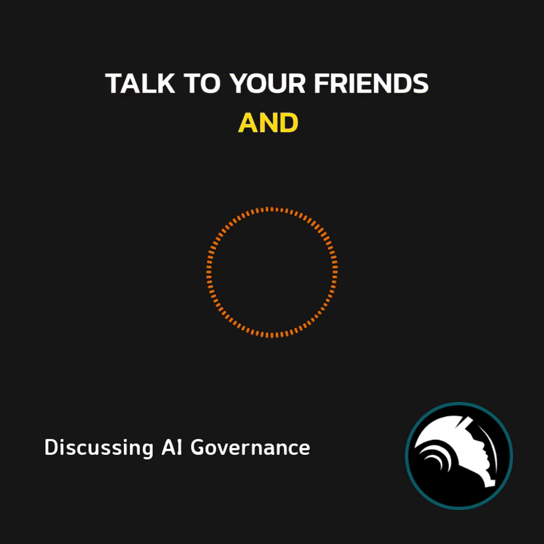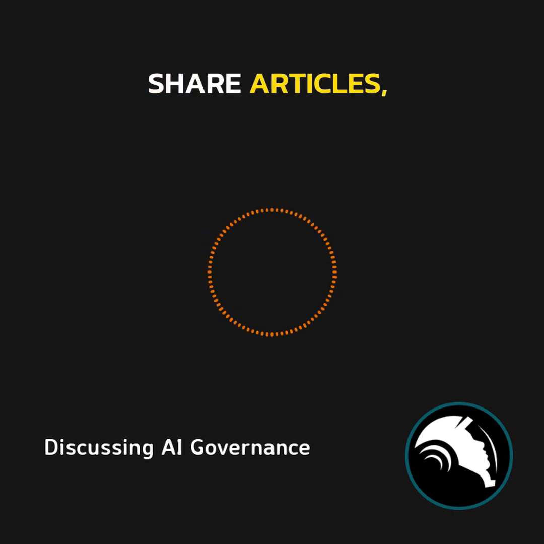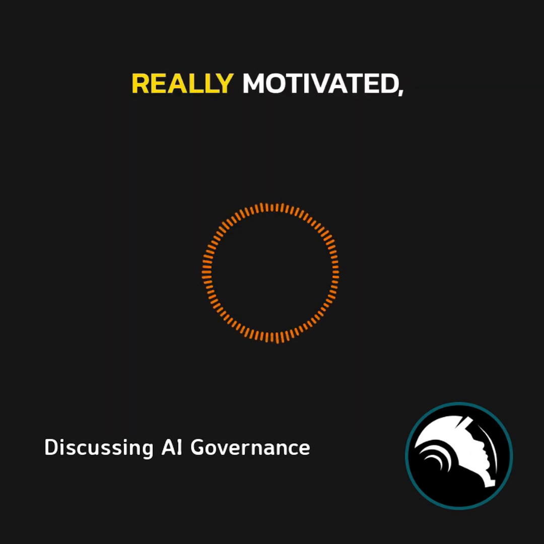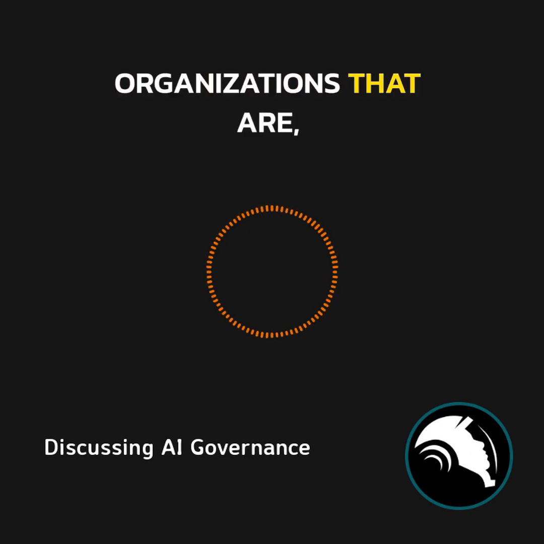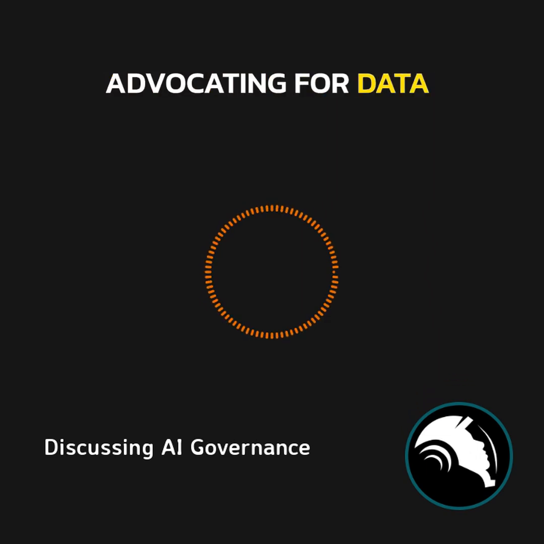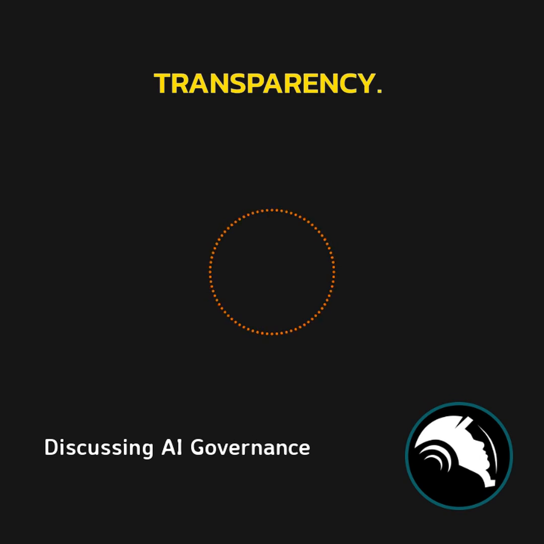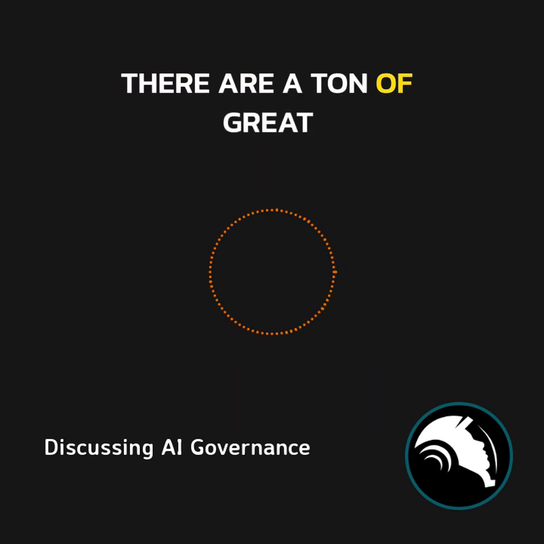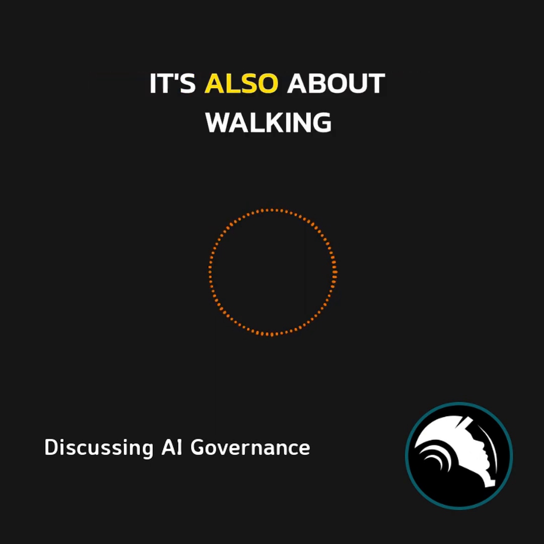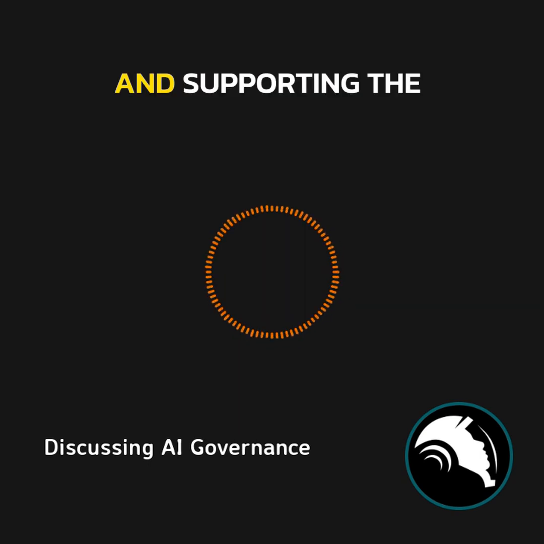Exactly. Talk to your friends and family about these issues. Share articles, podcasts, heck, share this episode. Anything that can help shed some light on AI governance. Right, because the more people who are informed, the more we can push for change. And if you're feeling really motivated, you could even get involved with organizations that are working on ethical AI. Oh, like groups that are advocating for data privacy or algorithmic transparency. There are a ton of great organizations out there doing important work. So it's not just about talking the talk, it's also about walking the walk and supporting the people who are fighting for ethical AI. That's a great way to put it.